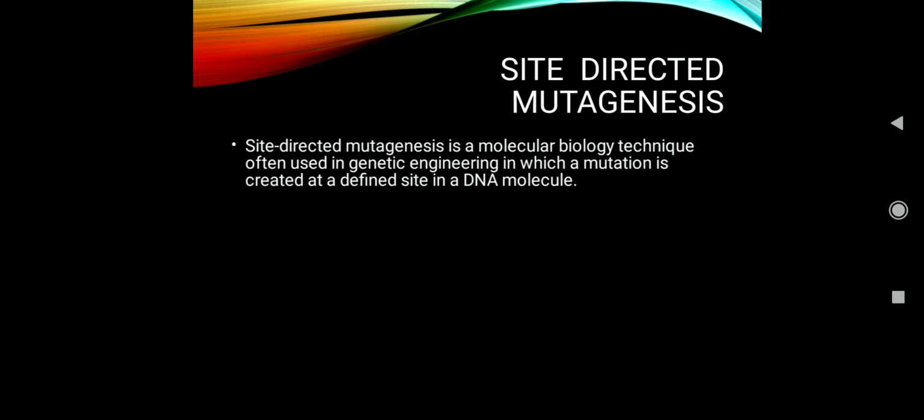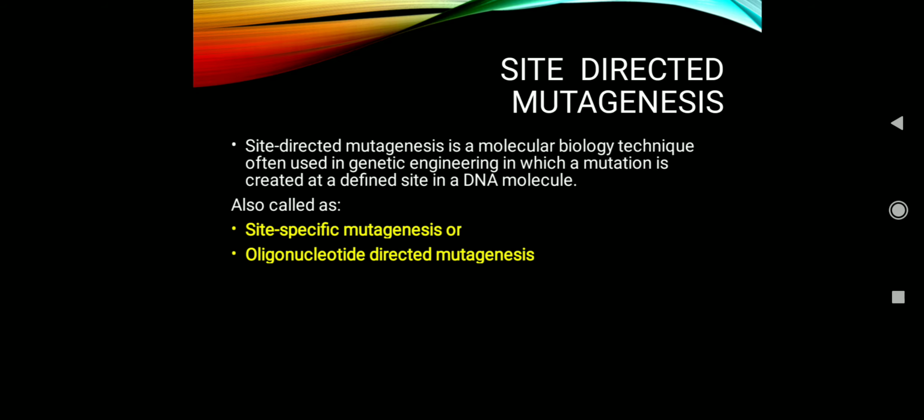To perform site-directed mutagenesis, we are going to use certain molecular biological techniques and genetic engineering tools. Site-directed mutagenesis is also called site-specific mutagenesis. As I told you, we are going to create a mutation at a specific site on the DNA molecule. It is also called oligonucleotide directed mutagenesis because we are going to use oligonucleotides here to create the mutagenesis. In my further slides, you will be seeing how an oligonucleotide is used for creating mutagenesis.